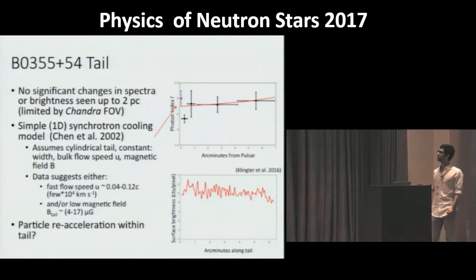We model this tail with a simple 1D synchrotron cooling model from Chen et al. It has drawbacks in the sense that it assumes a cylindrical tail and a constant width, flow speed, and magnetic field. But our data suggests either a very fast flow speed, on the order of a few tens of thousands of kilometers per second, or a very low magnetic field. But the lack of cooling could hint at some kind of particle reacceleration mechanism playing a role here.